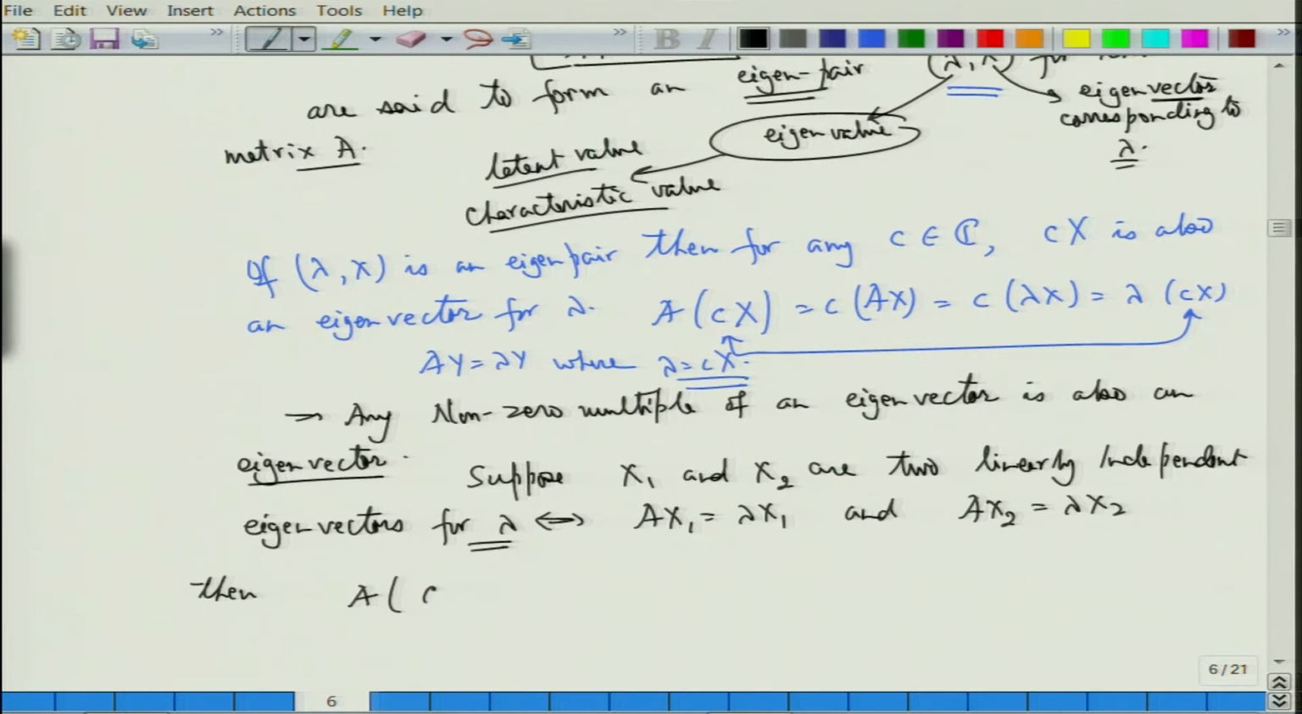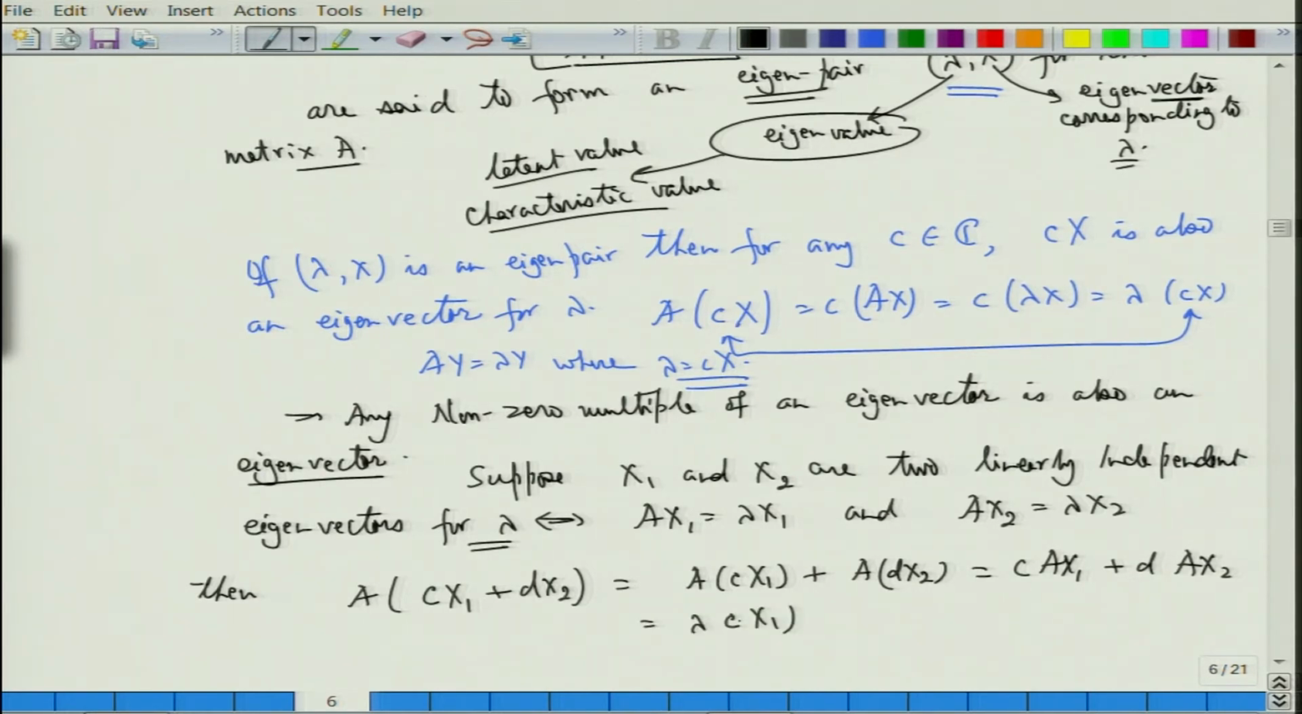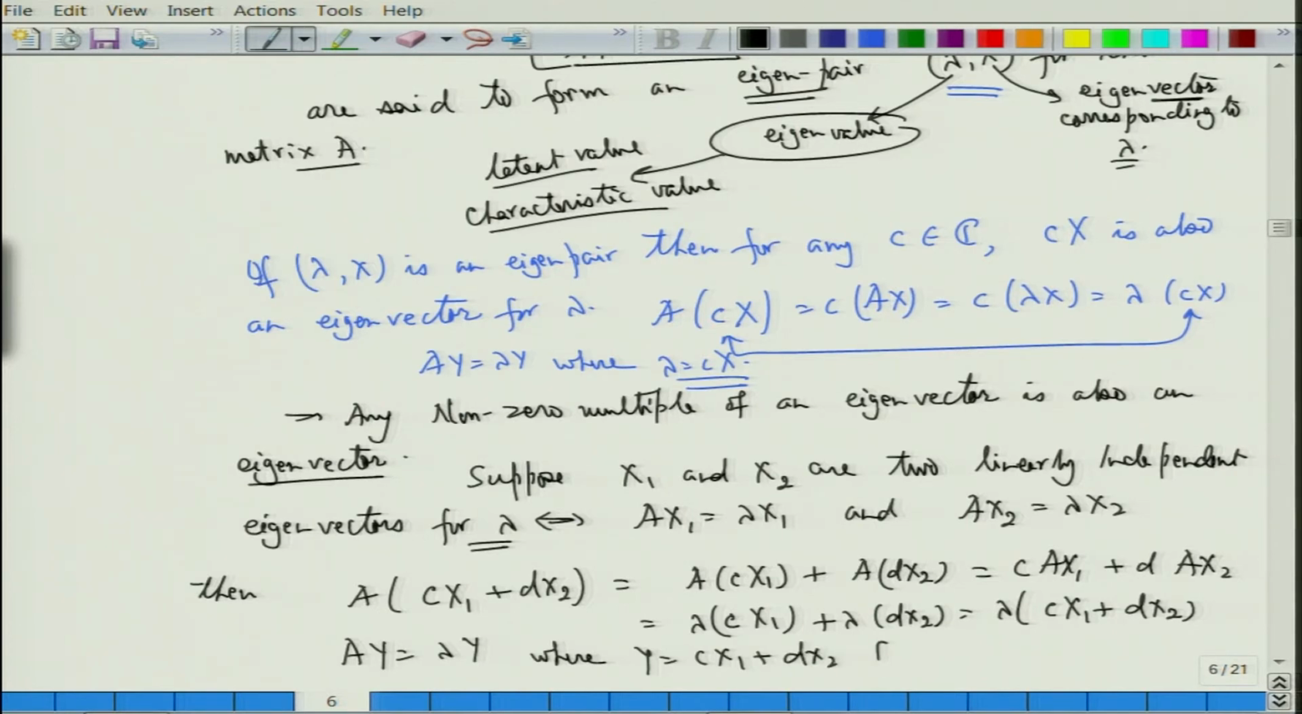Then A times (c x1 plus d x2) is the same as A of c x1 plus A of d x2, which is the same as c times A x1 plus d times A x2. Which is the same as, again lambda will come outside, lambda times c x1 plus lambda times d x2, the same as lambda times (c x1 plus d x2). So you can see that A of y is equal to lambda y, where y is c x1 plus d x2, for any c, d belonging to the complex numbers.